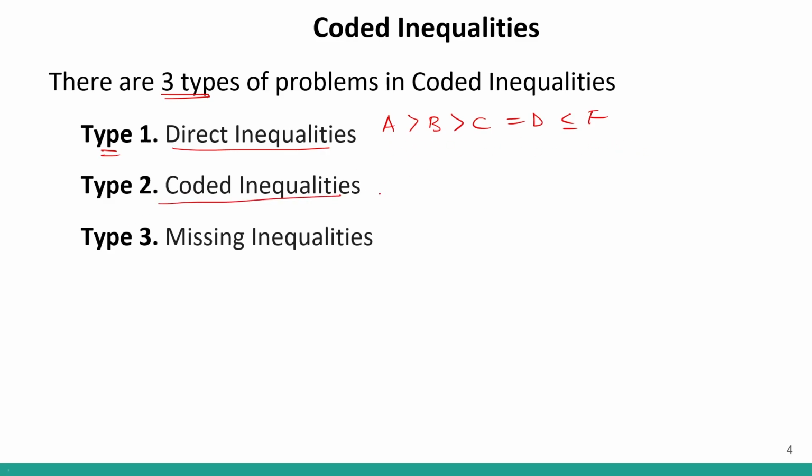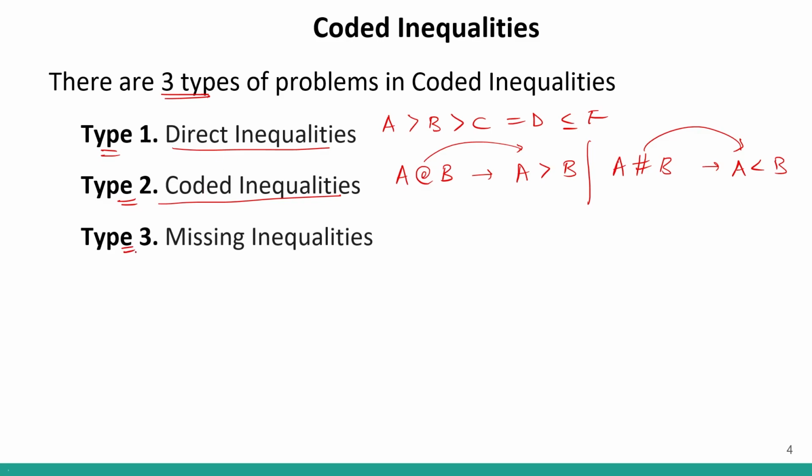Coded inequality means it would be given to us that A at the rate B, this is the symbol. So this symbol, let's say, is coded for A is greater than B. Similarly, you will get A hashtag B, let's say. So this symbol is coded for A is smaller than B. Basically the concept of coding decoding, we have already done that, correct? So the concept of coding decoding is added into inequalities. These type of questions you can get in coded inequalities.